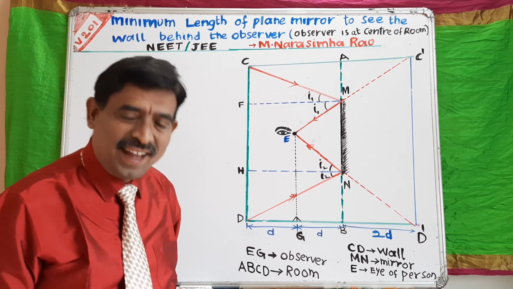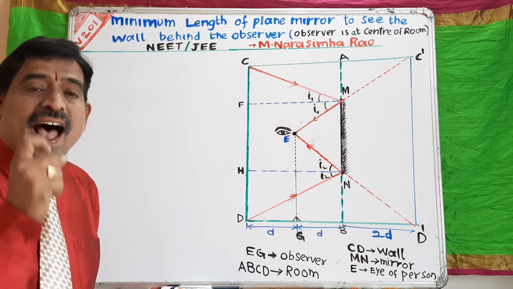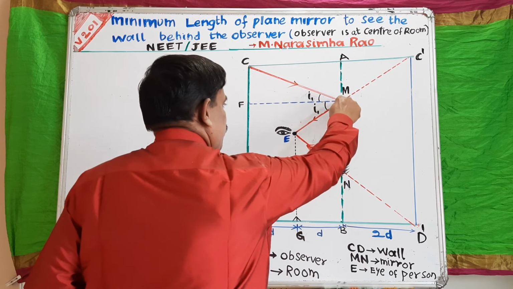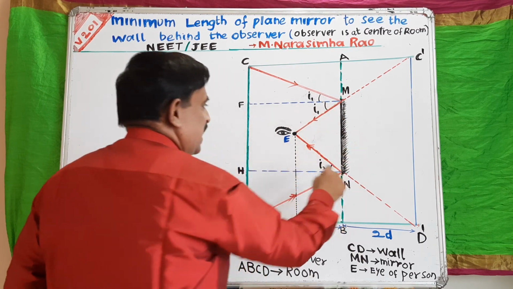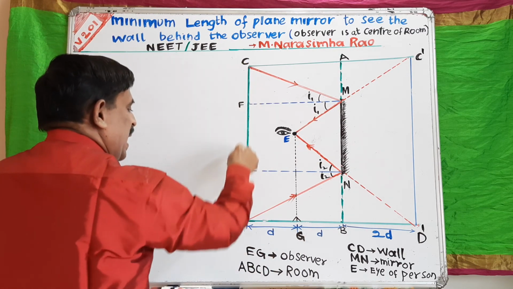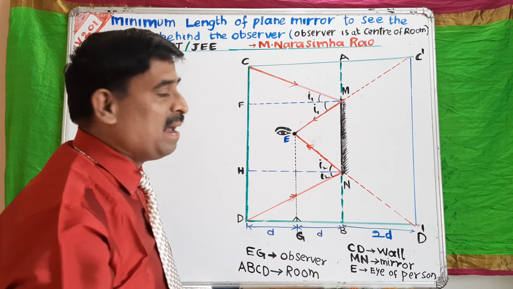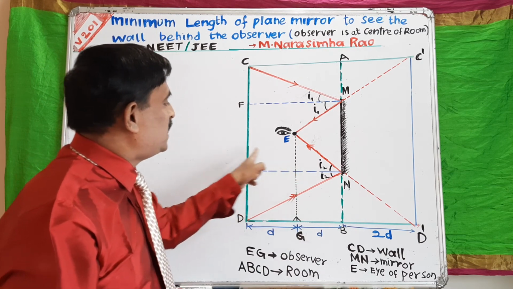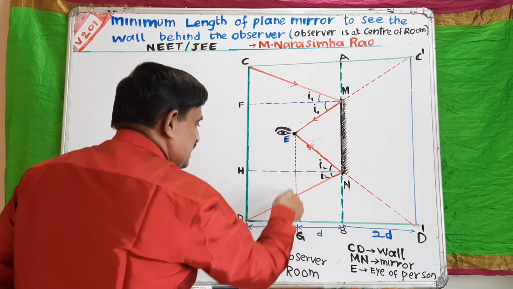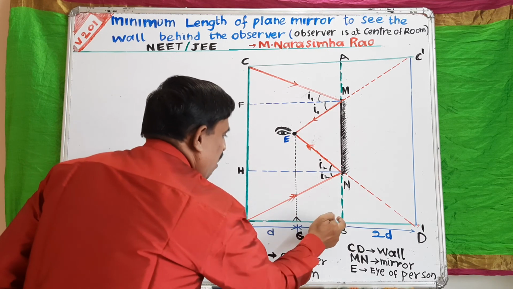My name is M. Narasimharao, lecturer in physics. Today I am explaining the minimum length of the mirror required to see the full image of a wall which is present behind the observer. The observer is present exactly at the middle of the room.